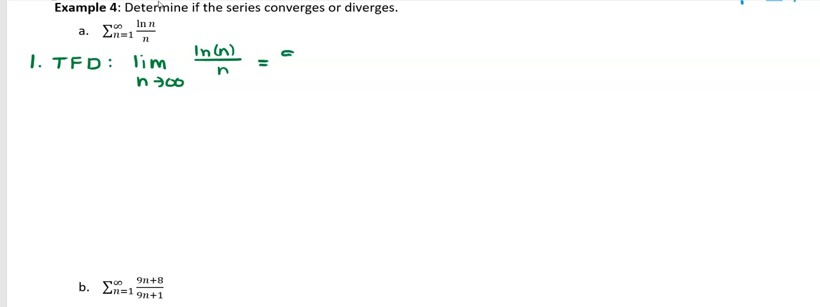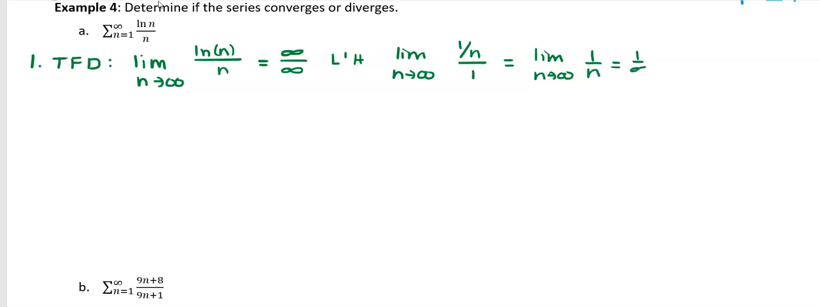And this, of course, would be infinity over infinity if I were to try to evaluate this. So I'm going to need to enact L'Hopital's rule. And I'll take the derivative of the numerator and denominator. So that'd be 1 over n over 1. And so that, of course, would simplify to 1 over n, which would give me 1 over infinity, or 0. And again, we know that the test for divergence, if it's 0, tells us nothing. So we need to try something else.